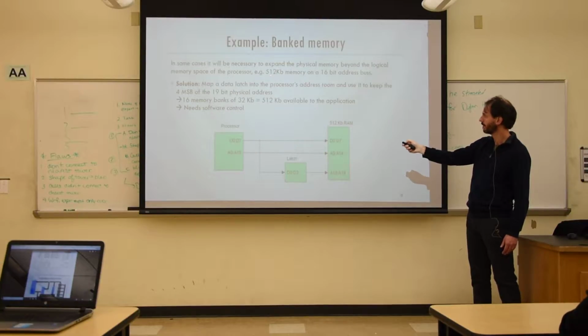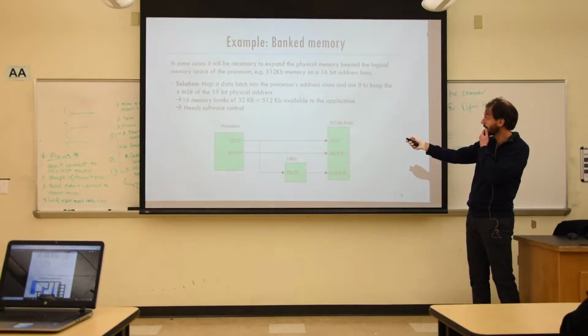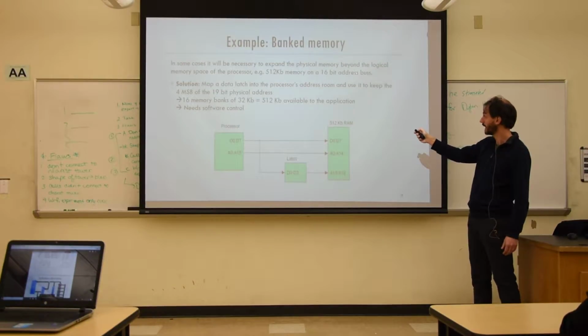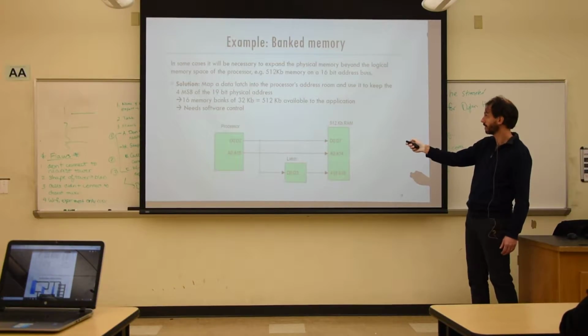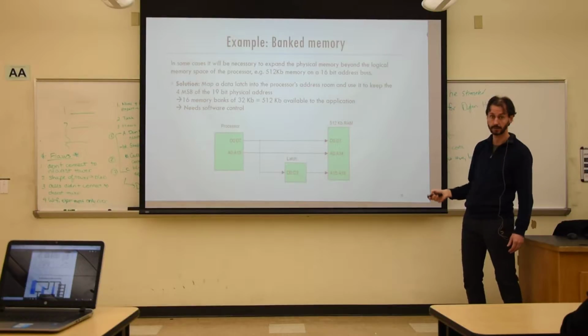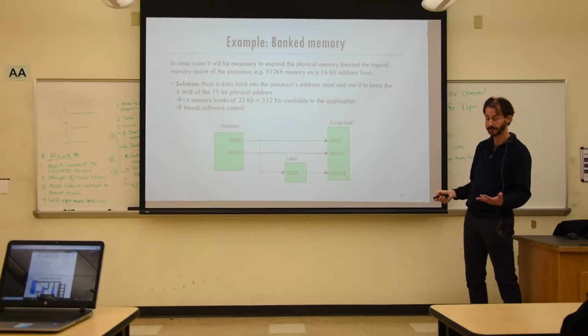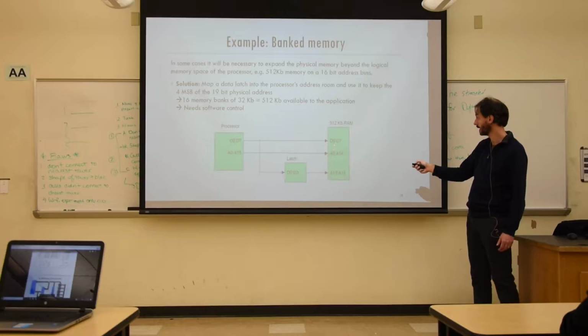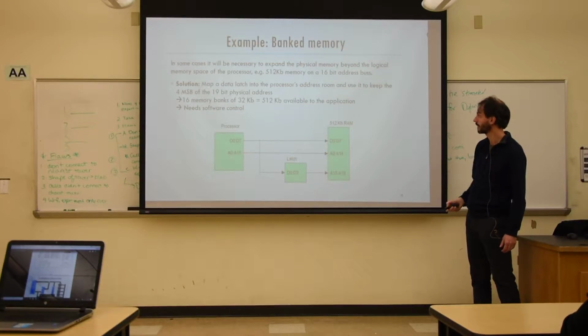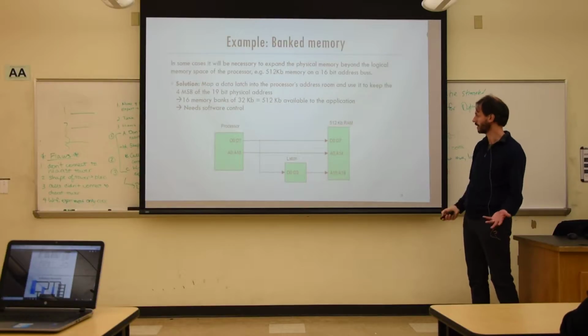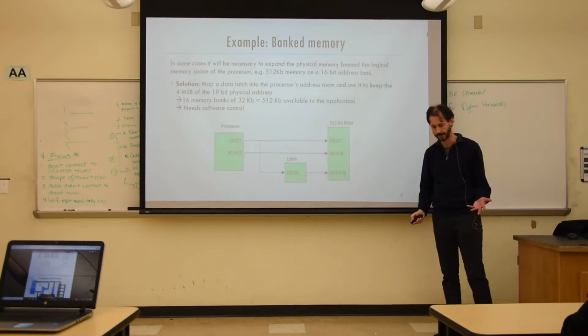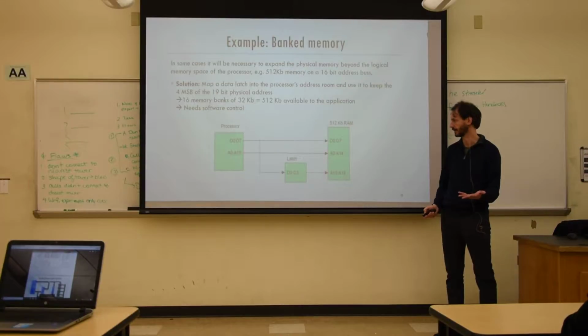We have, say, 512 kilobyte memory on a 16-bit address bus. 512k is 2 to the power 19. So I need 19 address lines from 0 to 18. But I have a 16-bit address bus. So effectively, I need 3 more address lines.